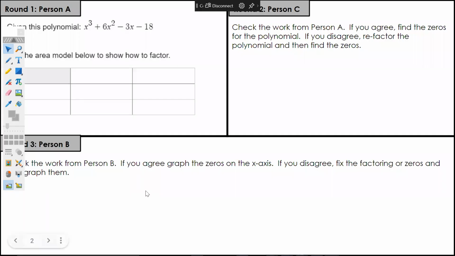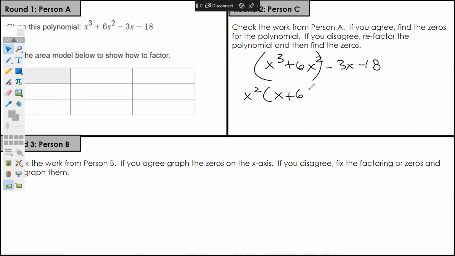Okay, so let's try by grouping, and then you can check it using the area model. So I'm going to group the first two. What can I take out from these two? X squared. If I take x cubed divided by x squared, what am I left with? Okay, and then plus 6, right? From over here, we can take out a negative 3. And then what are we left with? So we got x plus 6, right? Because we're dividing by negative 3. Be careful of those signs.